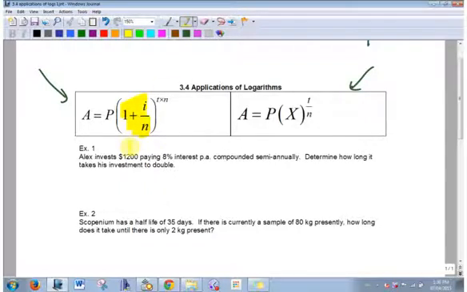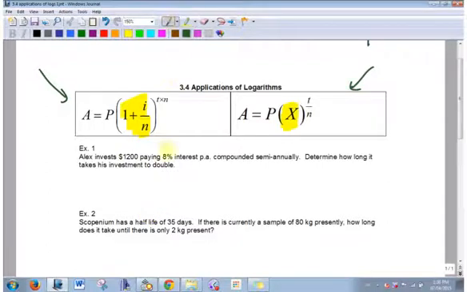If it's bigger than 1 and you multiply it by itself lots of times, it gets bigger. And if it's less than 1 and you multiply it by itself lots of times, it gets smaller, right? Don't believe me? Try it on your calculator.